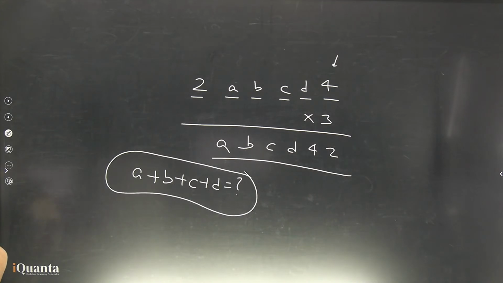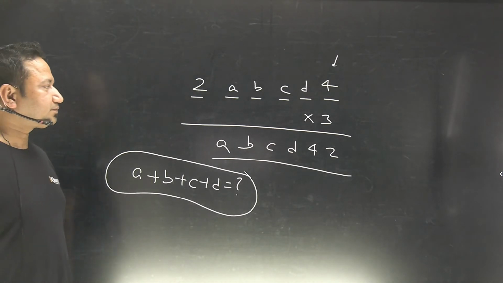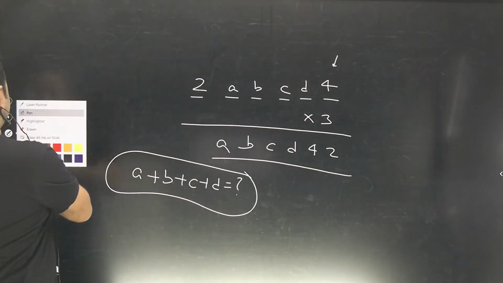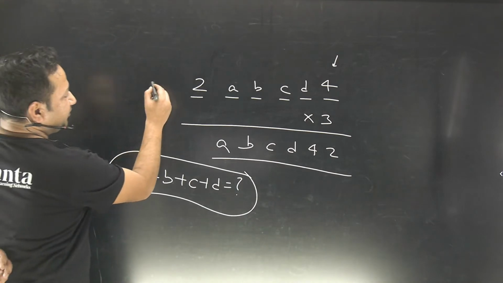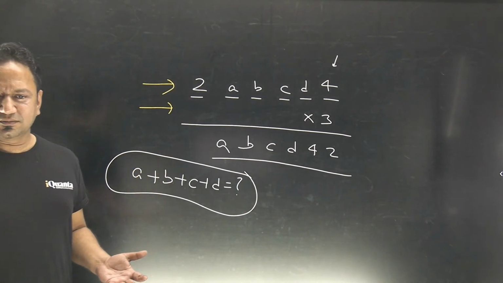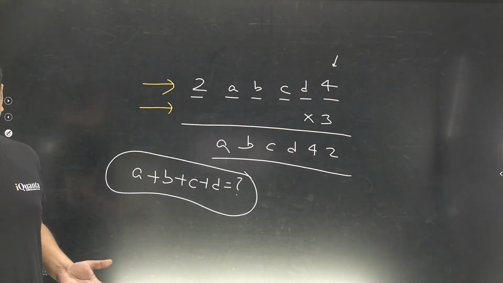Yes, that is the question. Why multiply by 3? The question is like that. See, I'll explain the question. If you multiply this number with 3, there will be some product, yes or no? There will be some kind of product.